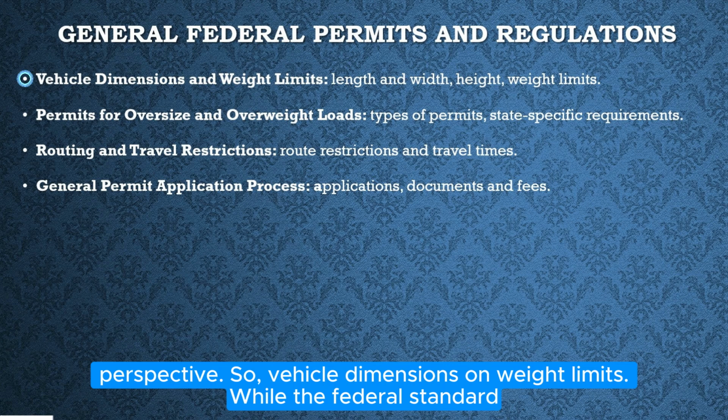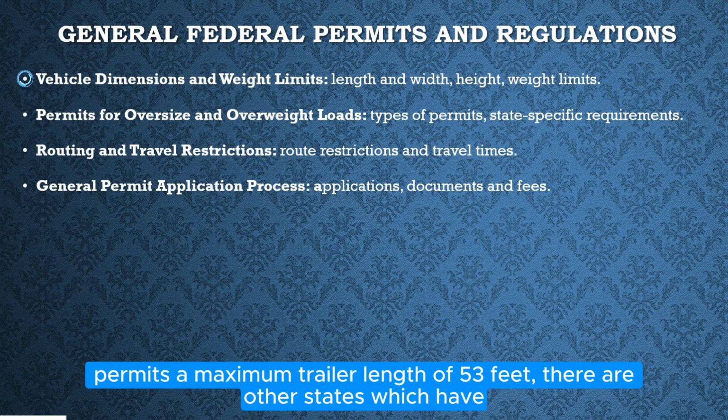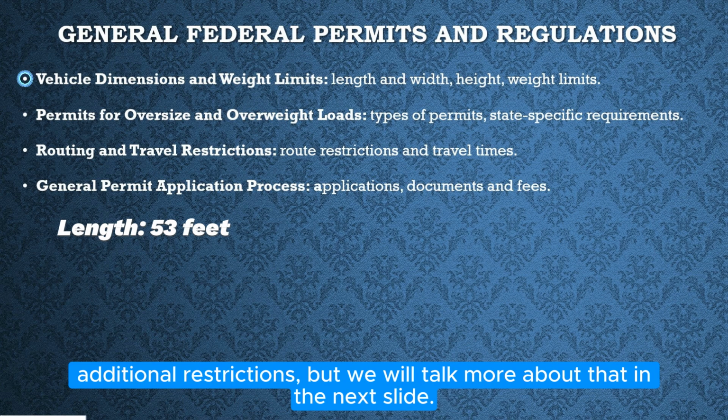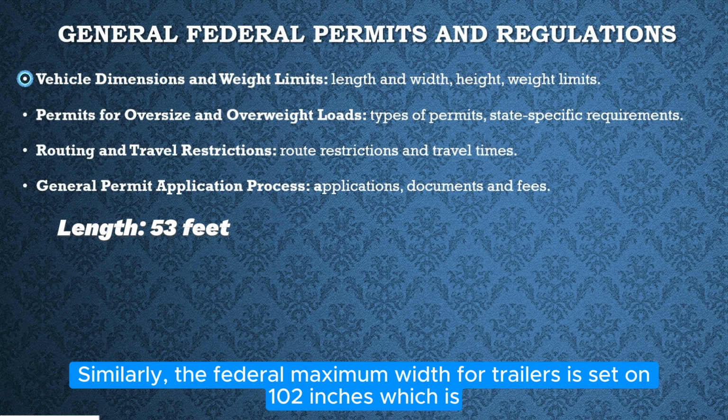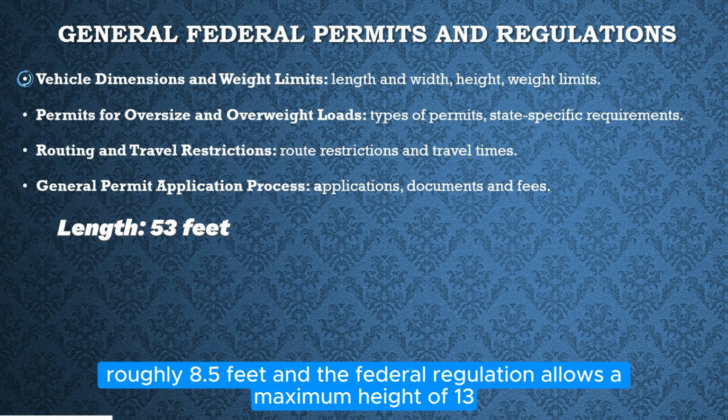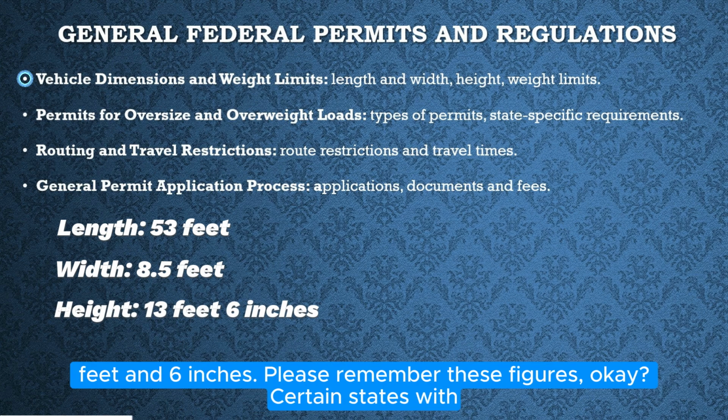So, vehicle dimensions and weight limits. While the federal standard permits a maximum trailer length of 53 feet, there are other states which have additional restrictions, but we will talk more about that in the next slide. Similarly, the federal maximum width for trailers is set at 102 inches, which is roughly 8.5 feet. And the federal regulation allows a maximum height of 13 feet and 6 inches. Please remember these figures, okay?